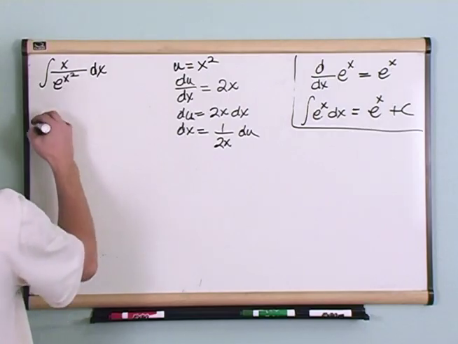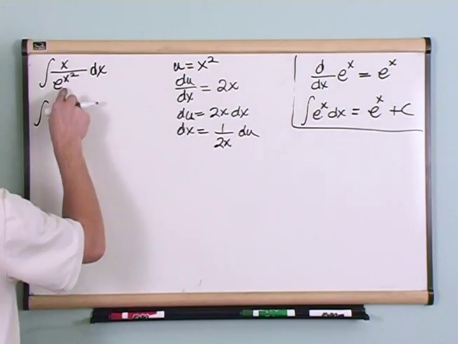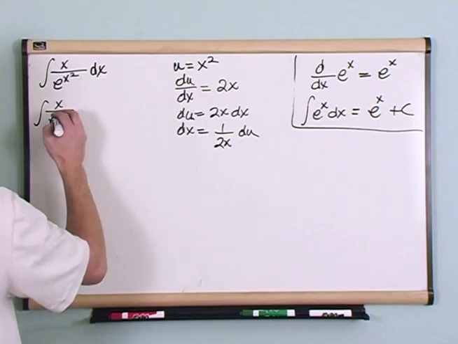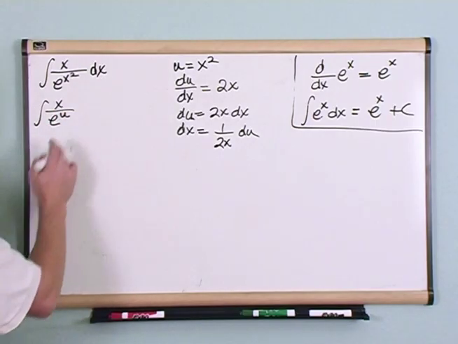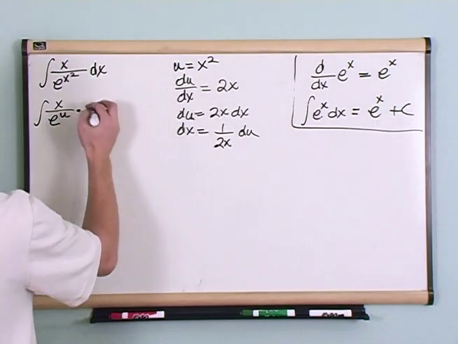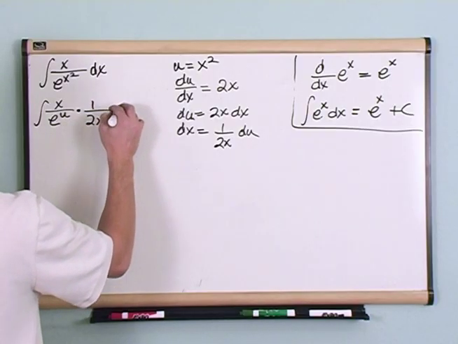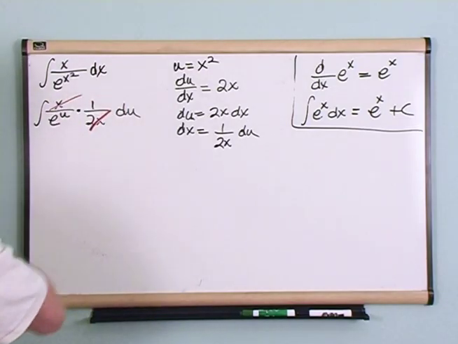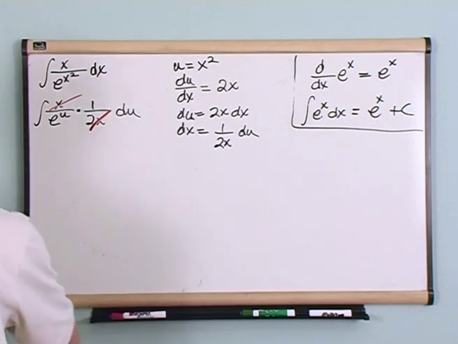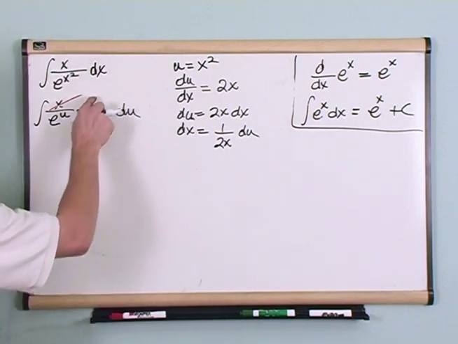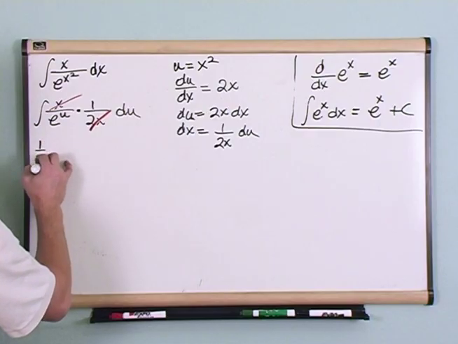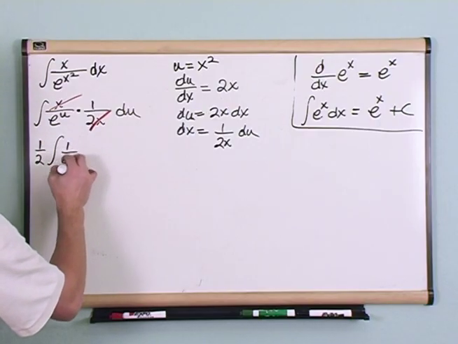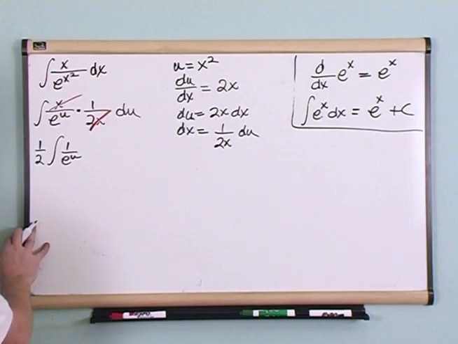Now let's see if this helps us out. The integral of x over e to the x squared, but u is x squared, so it's going to be e to the u times dx, but dx I've defined as 1 over 2x du. Well, immediately I can see I've done a good deed for the day because this x cancels with that x. And then my integral is going to be without any x at all, which is what I want. This 1/2 I'm going to pull out of the integral, and I'm going to have 1 over e to the u du. Okay?